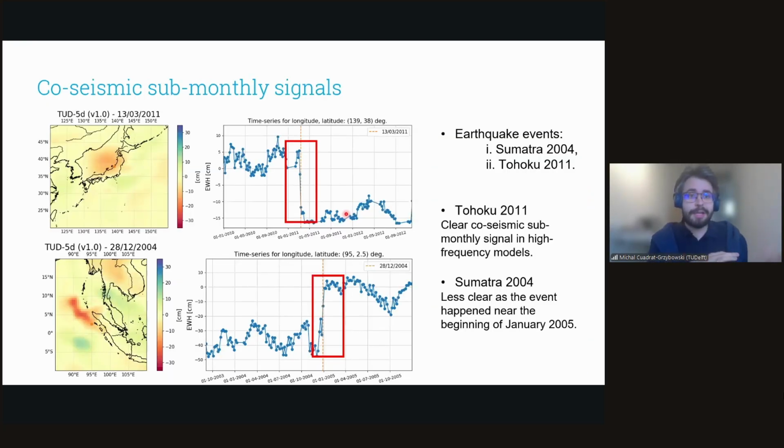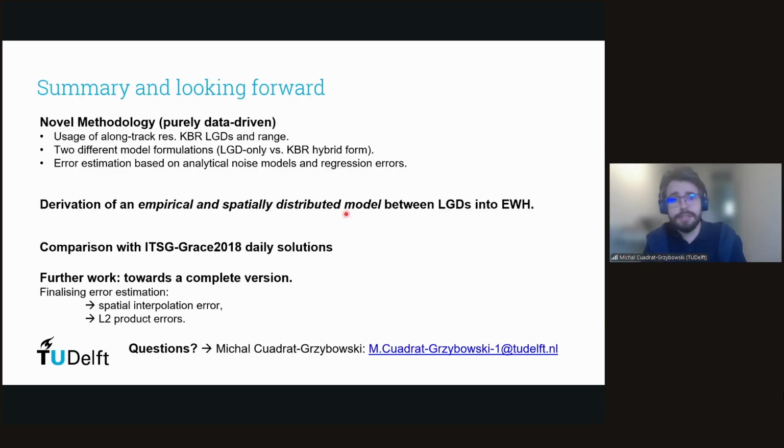Importantly, we don't only have land hydrology, we also have quite interesting co-seismic sub-monthly signals, something that is quite important. And we can actually observe during the Tohoku, for example, within the month of March, the actual co-seismic signal that GRACE can feel, and the same thing for the Sumatra in 2004. So yeah, that's about it. Again, if you have any questions, please feel free. The whole point is to indeed relate well these LGDs, these along orbit tracks, into equivalent water heights directly via this empirical model. Thank you very much.